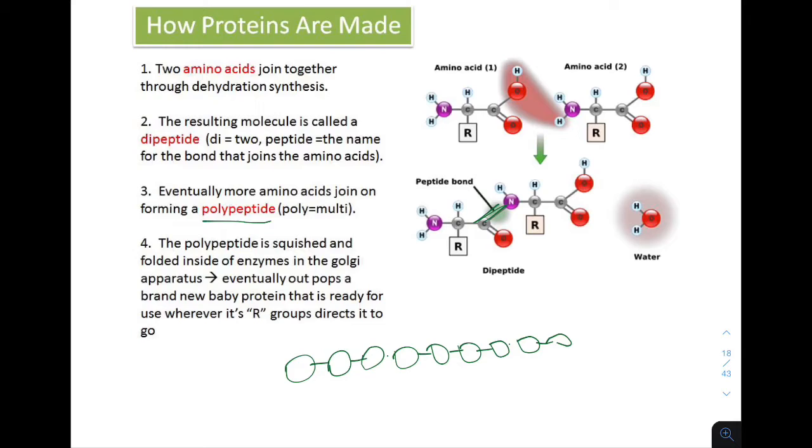If we keep doing that over and over and over, then we get something called a polypeptide. And if that polypeptide has a function, a job to do, we call it a protein.